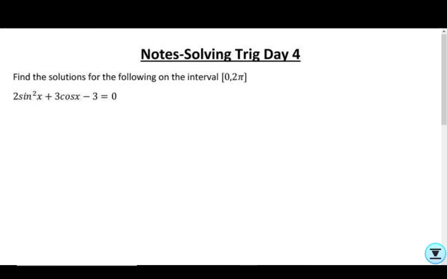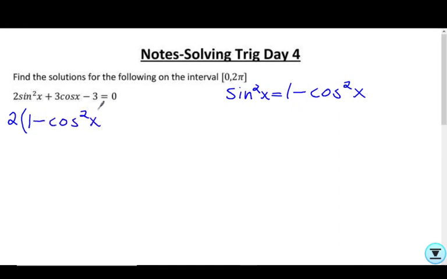That helps us, specifically our Pythagorean identity, which says that sine squared x equals 1 minus cosine squared x. So we're going to use this identity to change our sine squared into terms of cosine. Okay? So 2, and this becomes 1 minus cosine squared x plus 3 cosine x minus 3 equals 0.